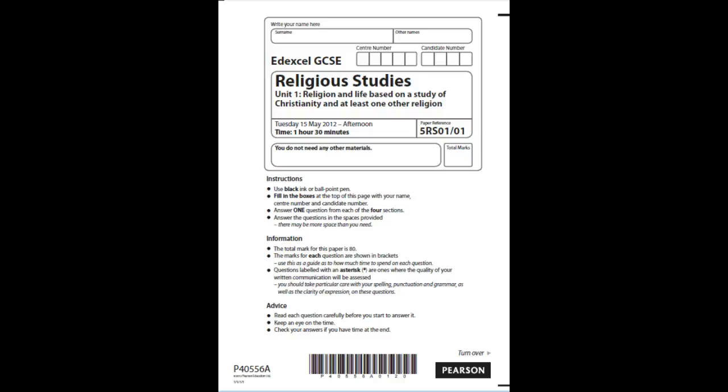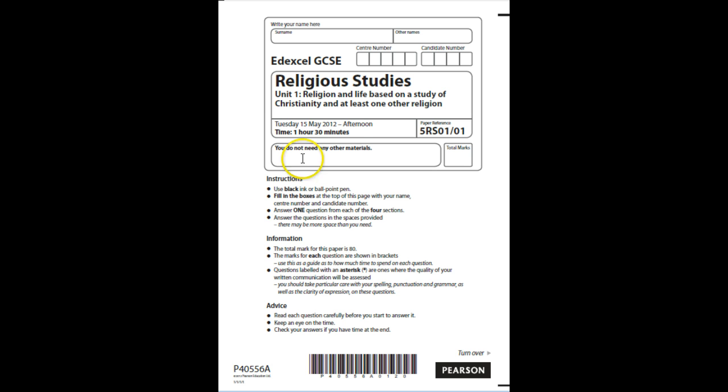This screencast is an overview of how the Edexcel GCSE Religious Studies exam will work, and in particular Unit 1, Religion and Life, based on Christianity, and the other religion that we study is Islam. So this is the front of the exam paper and what it should look like.